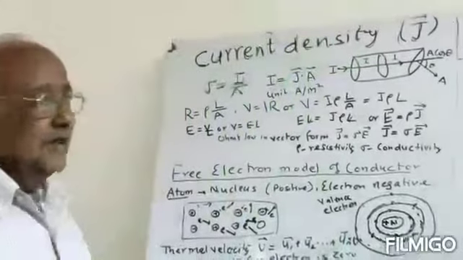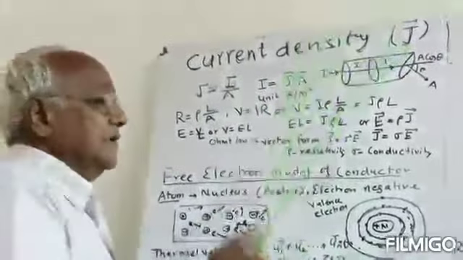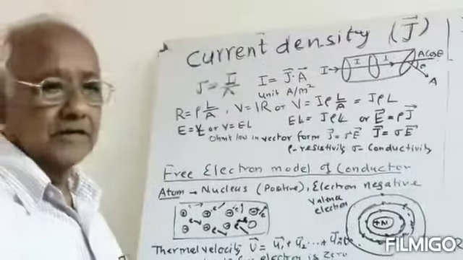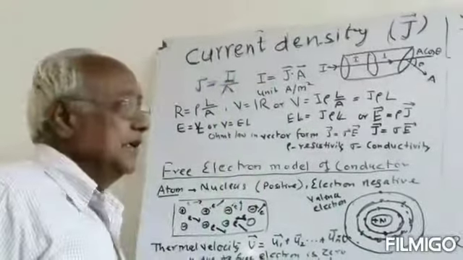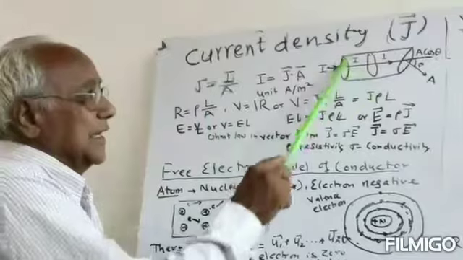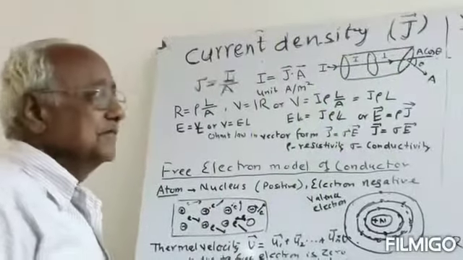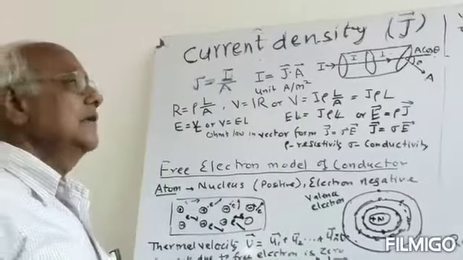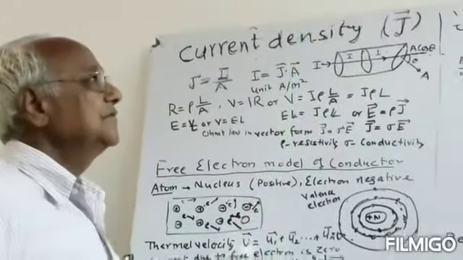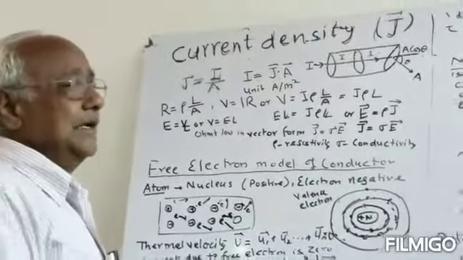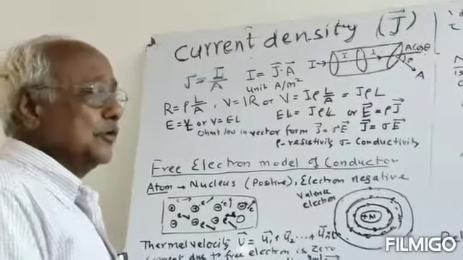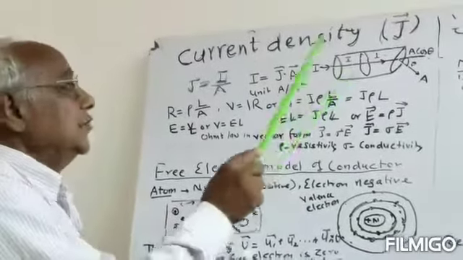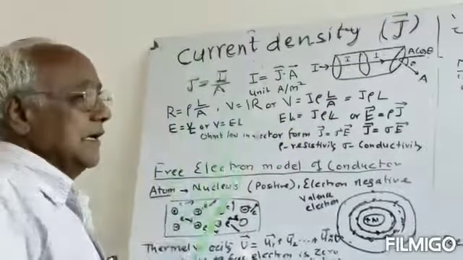Current density, denoted by J, is a vector quantity. Now what do we mean by current density? If the current is passing through a conductor, then the current will be the same in this direction. The current passing through the unit cross-section area normally is known as the current density.